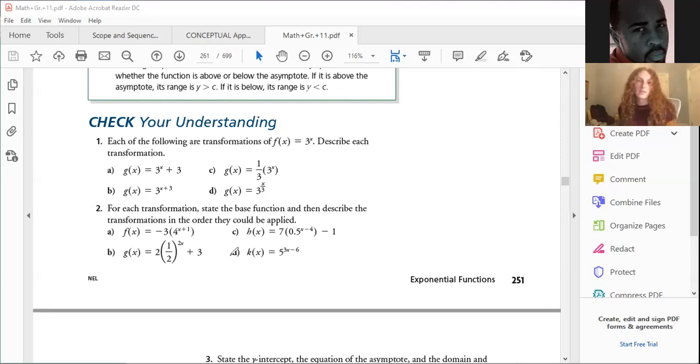Next. Can you go back down to now number 2? Number 2a. Vertical stretch of 3 reflected over the x-axis. Yes. And it's been moved left 1. Next. B or C, because they've laid it out weirdly. C. Vertical stretch of 7, and it's been moved right 4 and down 1. Okay. Now B.